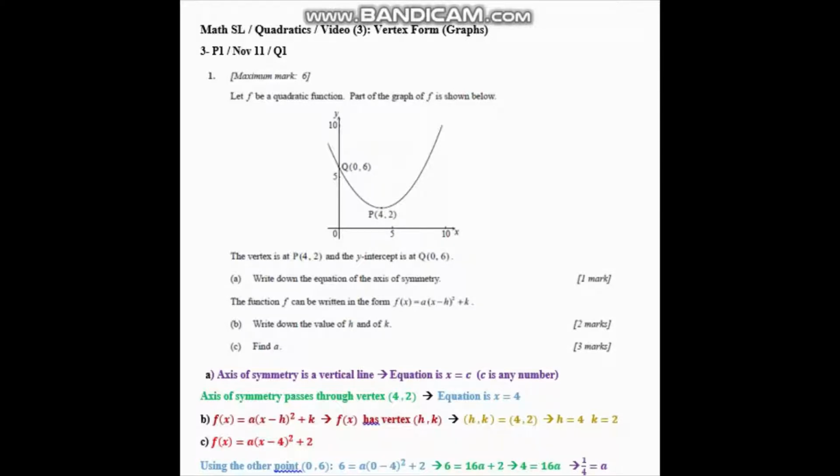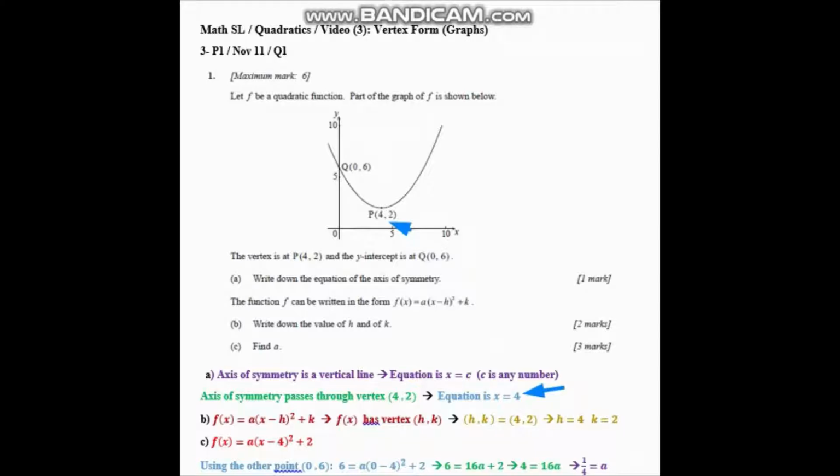Again, the axis of symmetry passes through the vertex, which has x-coordinate of 4. Hence, the equation of the line is x equals 4. So there you have the answer to A.